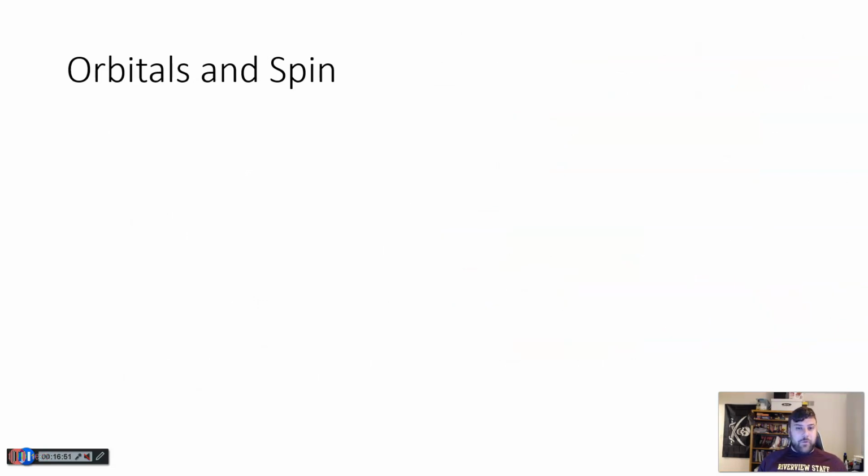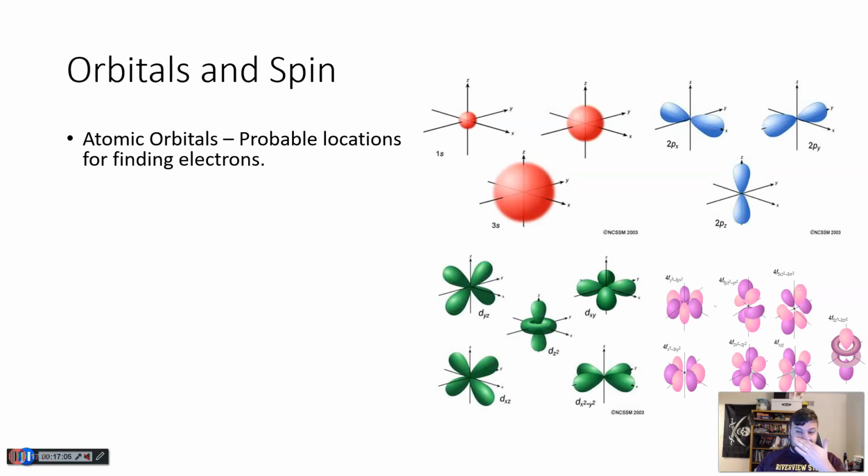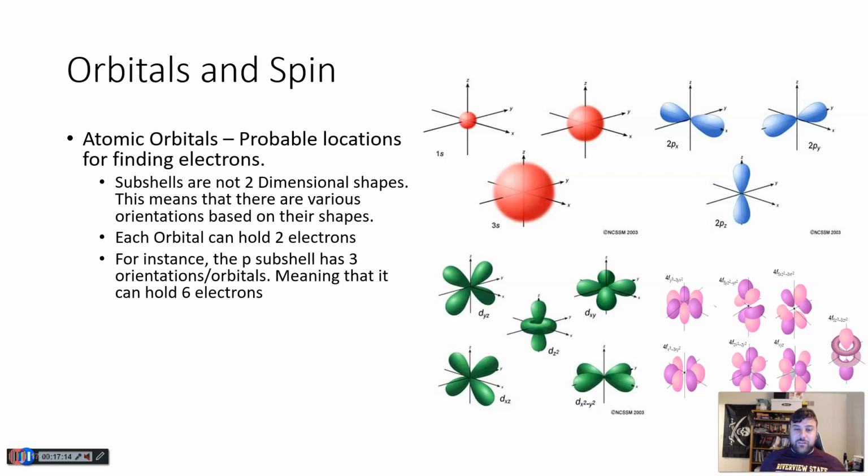The last 2 parts of the quantum number are atomic orbitals and spin. Atomic orbitals, simply put, are the probable locations for finding electrons. So if we look at the shapes from the previous one, none of these are 2-dimensional shapes. And because they're not 2 dimensions, they all have various ways of orienting themselves. For instance, if you take the peanut, the P orientations, we see that they can arrange themselves horizontally along the x-axis, horizontally along the y-axis, or vertically.